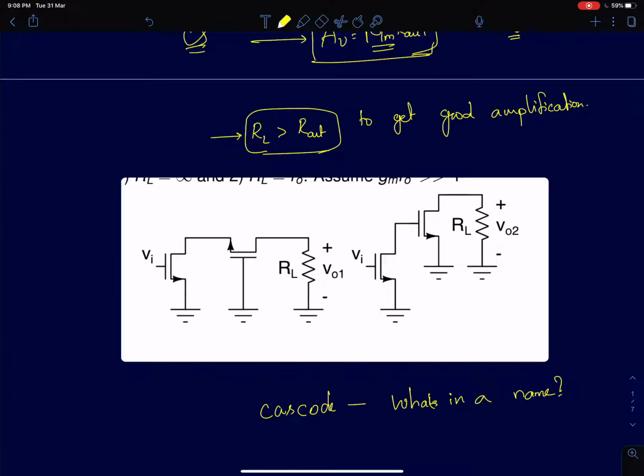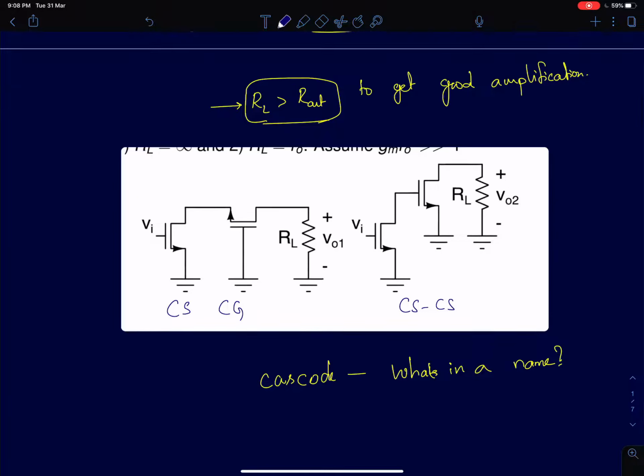Here I have shown the simplest cascode amplifier configuration, which is a cascade of common source and common gate amplifiers, and here I've shown a common source cascade. Now the name cascode actually dates back to the times when vacuum tubes were prevailing in the electronics industry.